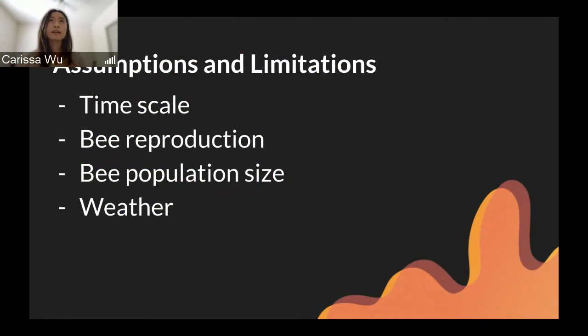So we know that there are some assumptions and limitations to our model that are important to bring to you. The first is time scale. We tried our best, and each tick is 30 minutes. We tried our best to model the speed at which the bees travel. However, there were a couple of things that were not really realistic for us to model.